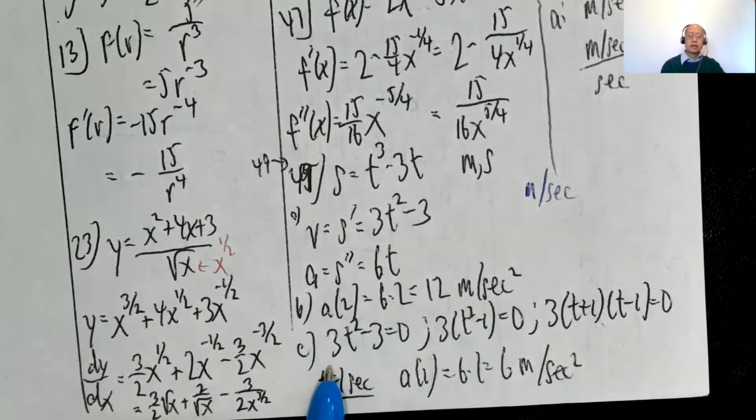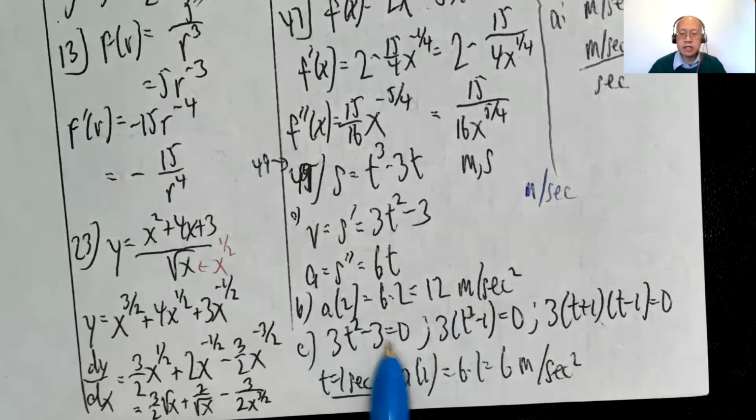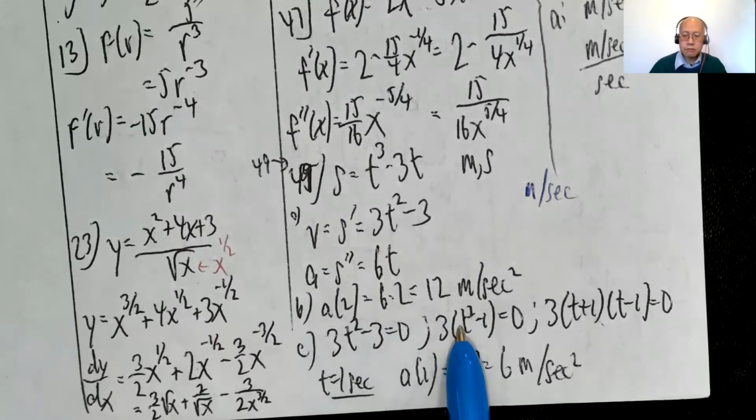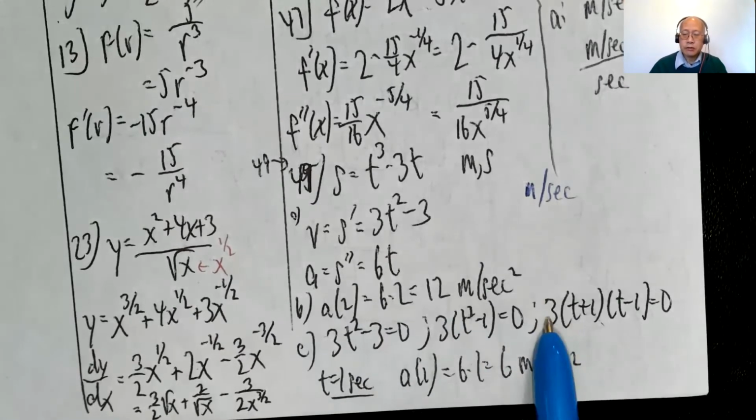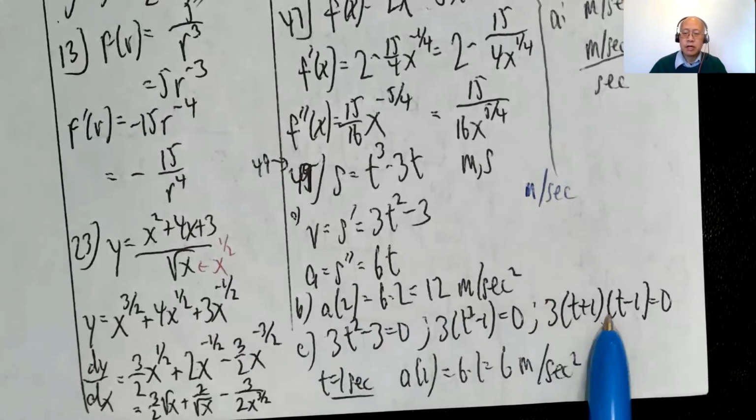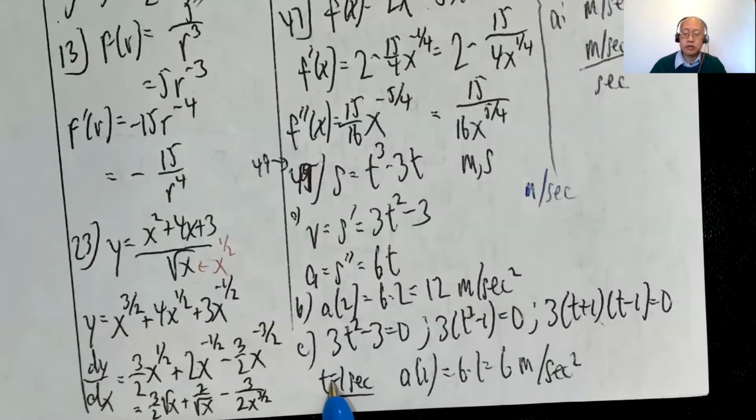Part C, 3t squared minus 3 equals 0 means the particle's at rest. Factor out the 3. Factor some more, 3 times t plus 1, t minus 1. So t equals 1 second. We're assuming that t can only be positive. Okay, and if I plug in 1 for the acceleration, I get 6 meters per second squared.